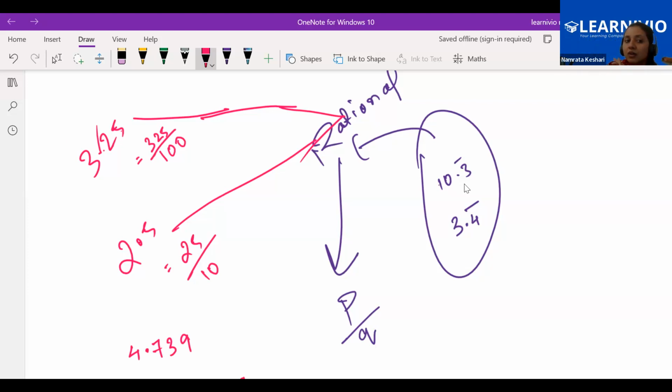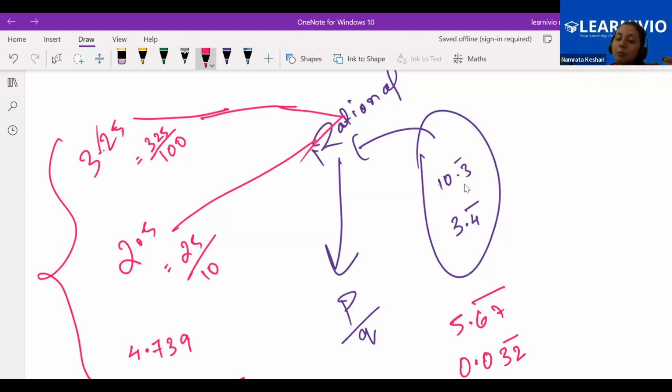So this method which we learned, which I have written with the pink color marker, is not helping us to write the other rational numbers, 10.3 bar, or maybe 3.4 bar, or maybe 5.67 bar, or maybe 0.032 bar. These numbers we are not able to represent in the form of p by q by using the process which we learned just now. So there is a particular process for the other one.